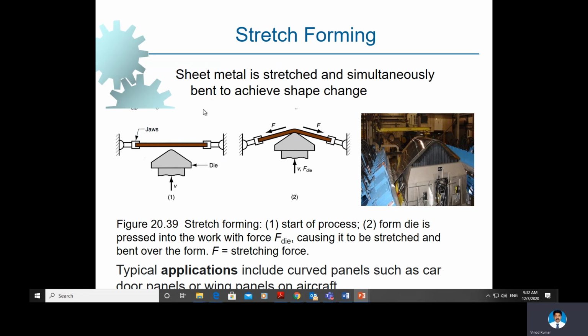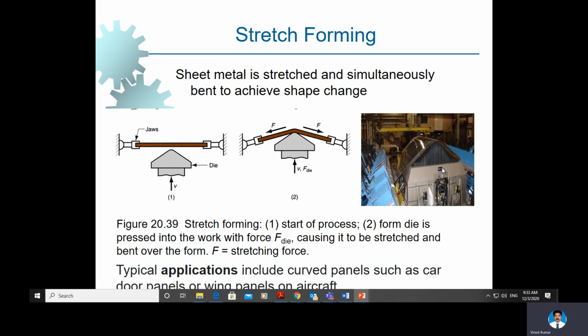In stretch forming process, the sheet metal undergoes stretching as well as bending simultaneously. So the material is stretched, and at the same time, the material undergoes compression. The material undergoes bending with the help of a die as shown here. So this process is called a stretch forming process. This is before stretch forming, and this is after stretch forming. You can see here the material bends.